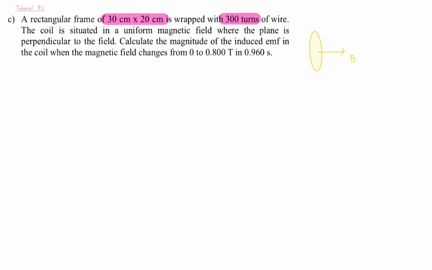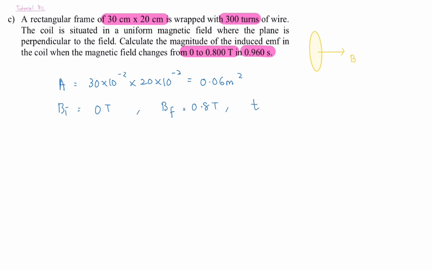Then we are asked to calculate the magnitude of induced EMF in the coil when the magnetic field changes from 0 to 0.8 T in 0.96 seconds. So from here we know that the area will be 30 cm by 20 cm. Convert everything to meters, then times 10^-2. So here we get 0.06 meter square. Then B initial is 0 Tesla, B final is 0.8 Tesla. Then the time taken for the change to happen is 0.96 seconds. Number of turns is 300.